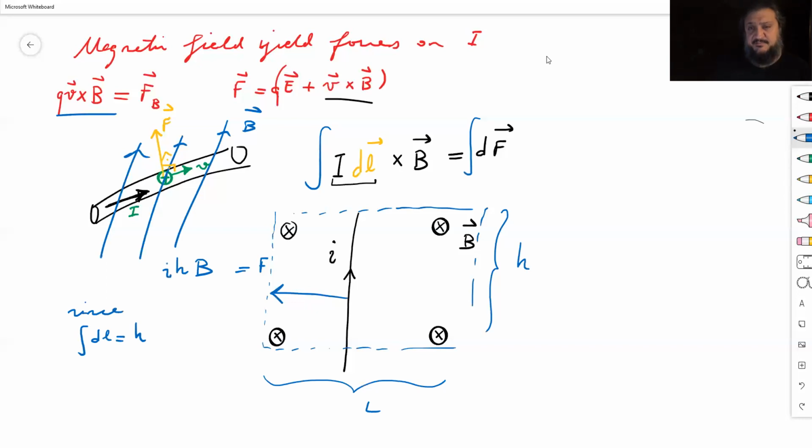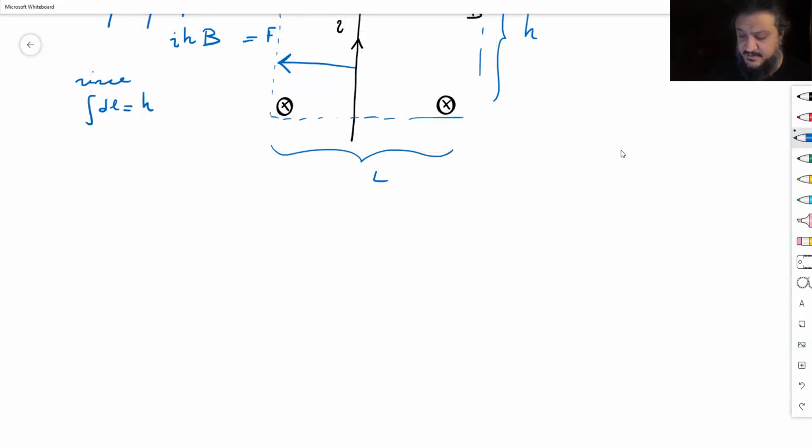Okay, so that's our strategy. For a given current, we look at the shape of the conductor, the wire. We determine the direction of the force by using the right-hand rule. Your thumb is I dl, index finger is your magnetic field, and the middle finger will tell you which direction the force is. And depending on the geometry of this wire, you will evaluate the integral. That's the simplest case. You just multiply the length, but you could have a problem slightly different.